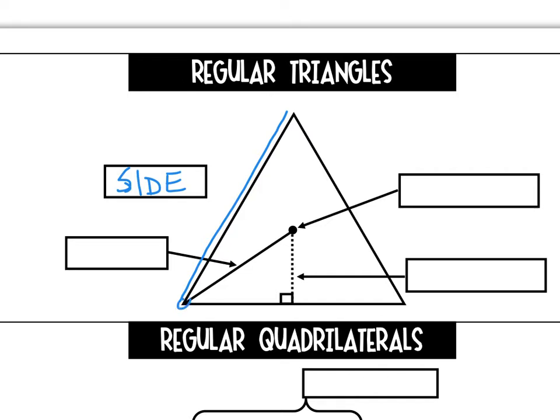This line going from the vertex to the middle is called the radius. Believe it or not, we have a radius of other shapes besides circles. It's going to the center. And then this dotted line, which goes from the center to a side, is called the apothem. A-P-O-T-H-E-M. And this is going to be the same no matter which of the shapes I look at.